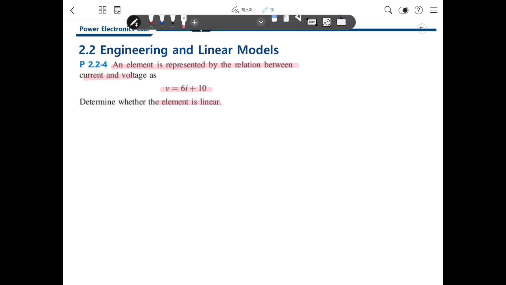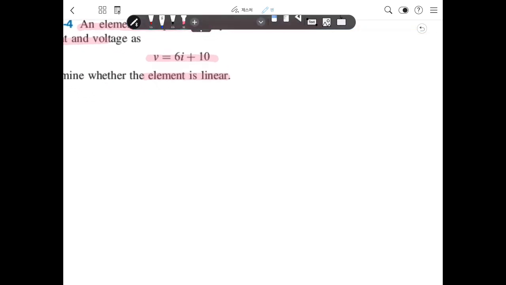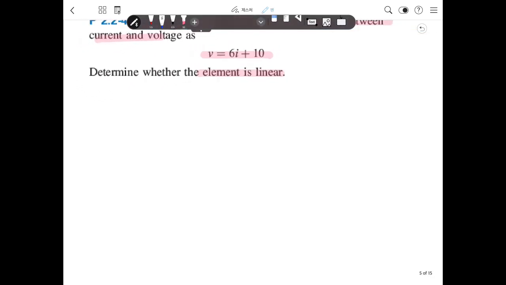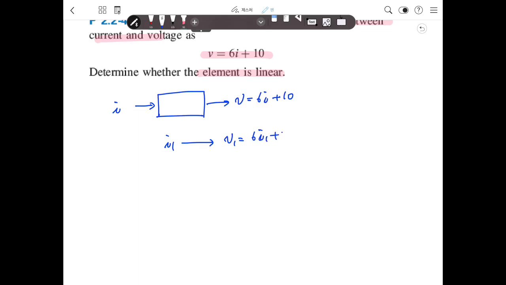Okay, first, we'll check it. To do that, we need to check. The system is very simple. I don't know what that is, but it's a system. And we insert the input I. Then the output is V, but V is 6I plus 10. To check the superposition, you add a first input I1 inside here. Then V1 will be 6 I1 plus 10. We insert another input, I2.